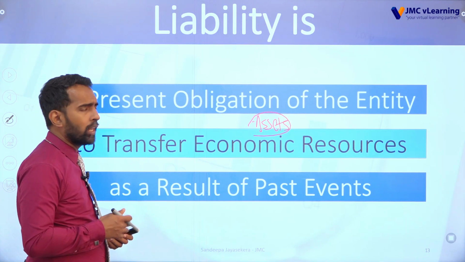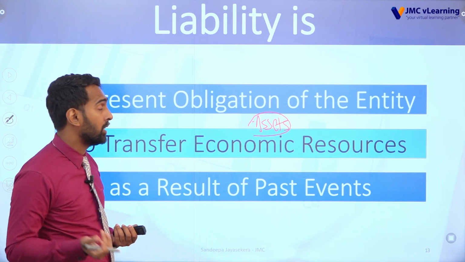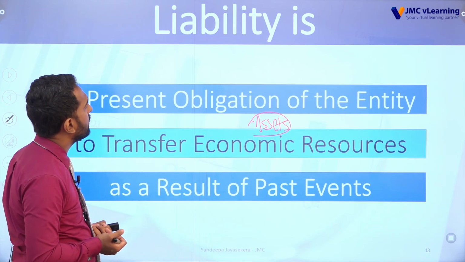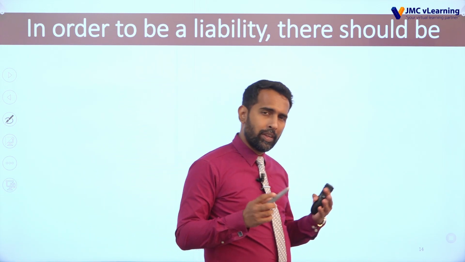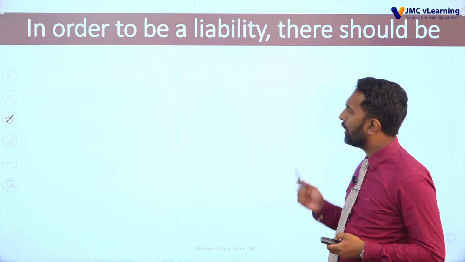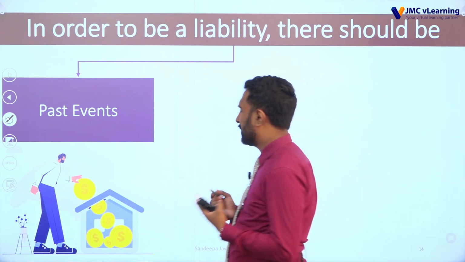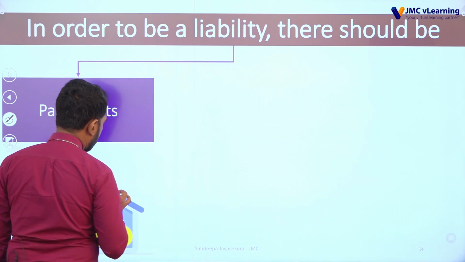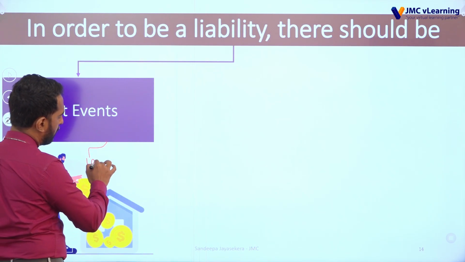Right? Okay, once again we'll look at what are the characteristics of a liability and what are the examples as well. In order to be a liability, the following characteristics should be there. We'll look at the first one. There should be a past event. Now, if you look at this past event, it can be a legal event or a constructive event.